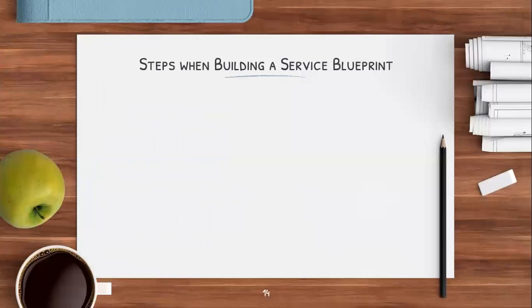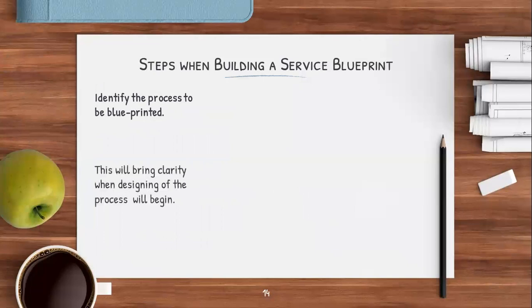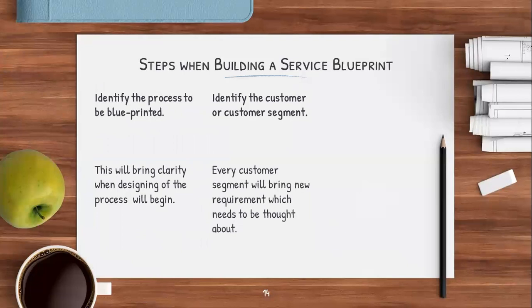Now, when we are building a service blueprint, there are a few steps that we have to remember. The first one is identify the process to be blueprinted. So this will bring clarity when designing of the process will begin. Next step is identify the customer or customer segment. Every customer segment will bring new requirements which need to be thought about. Example, let's say a kids play area in a fine dining restaurant or in a coffee shop that you want to plan for.